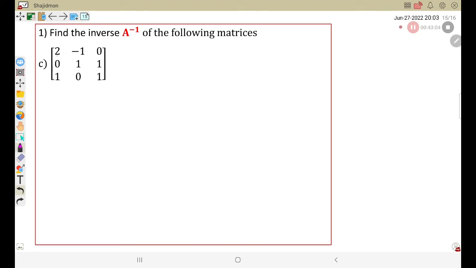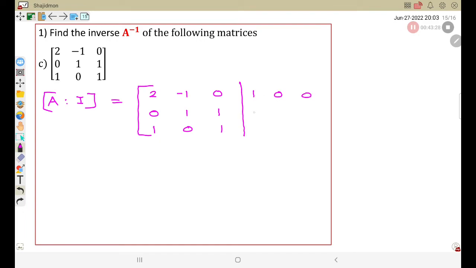This is the matrix A: 2, minus 1, 0, 0, 1, 1, 1, 0, 1. So start with which matrix? A and the I matrix. Equal matrix. What is A? 2, minus 1, 0, 0, 1, 1, 1, 0, 1. Then identity. What is identity? 1 0 0, 0 1 0, 0 0 1. Okay, we started with this one.